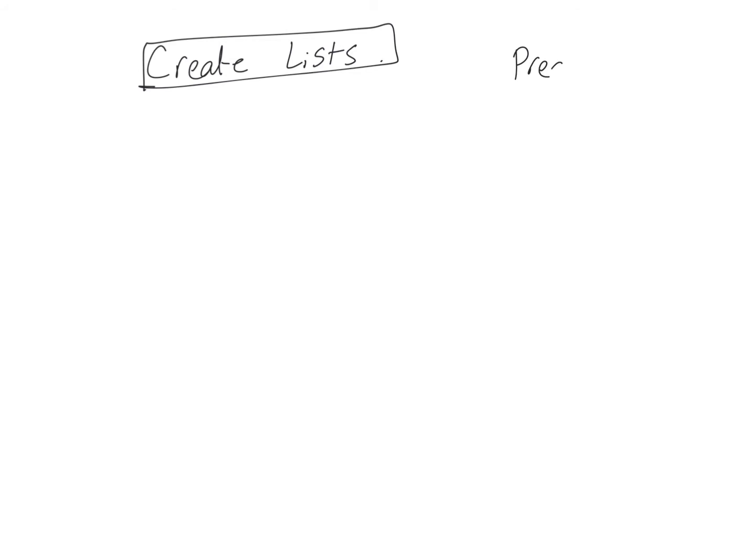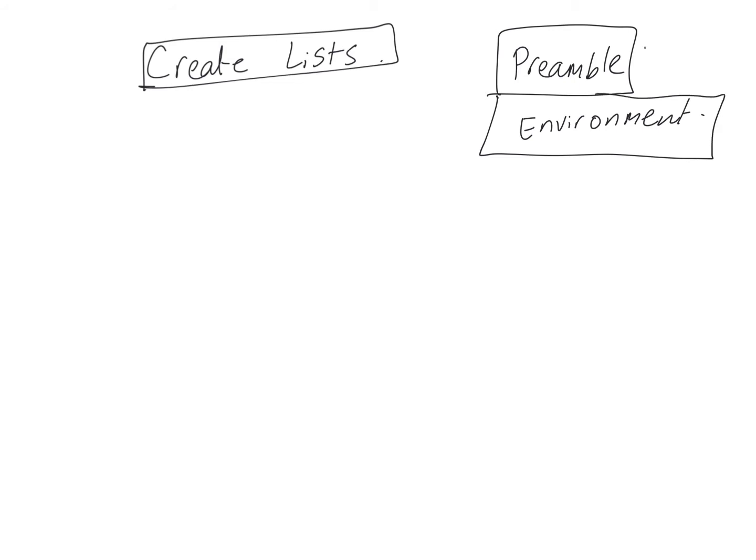So in this video, we'll learn how to create lists. And remember, there are two sections, the preamble and the environment. In this video, I won't be writing too much code. Rather, I'm just going to write the code in the description, okay? And I'll tell you where it goes.